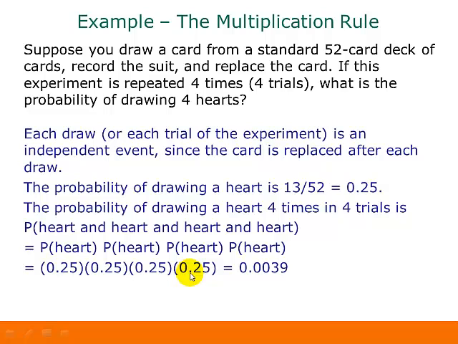So if we multiply all those together, we get, in decimal form, 0.0039, and I have rounded this to 4 decimal places. If we wanted to write it as a fraction, it would actually be 1 over 256.